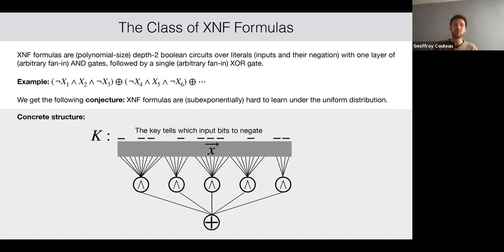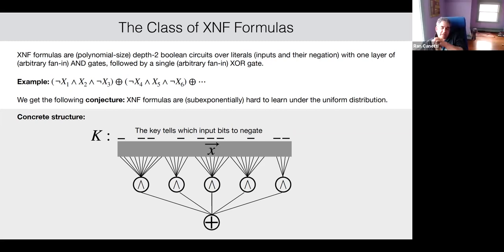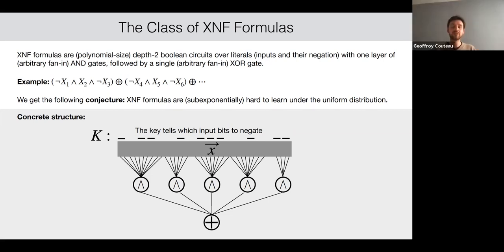And now we conjecture that it's still a weak PRF up to subexponentially many samples with respect to subexponential size adversaries. For me, it's an intriguing open problem to try to attack this candidate or find a counterexample. So what is the key here? The key is the sets of the ANDs. So the key is just a list. It tells you for each input whether you negate it or not. Oh, I see.